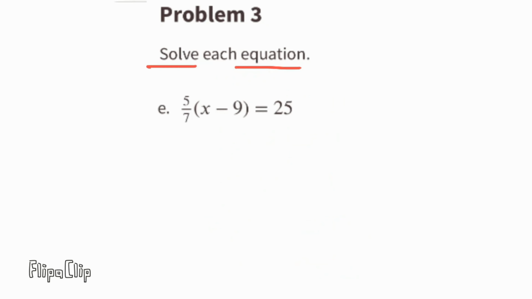E. 5/7 times x minus 9 equals 25. 5/7 times x equals 5/7 x, and 5/7 times negative 9 equals negative 45/7. 5/7 x minus 45/7 equals 25. We need to add 45/7 to both sides. On the right-hand side of the equal sign, we need to find a common denominator. 25 can be written as 25 over 1. Let's use 7 as the common denominator.